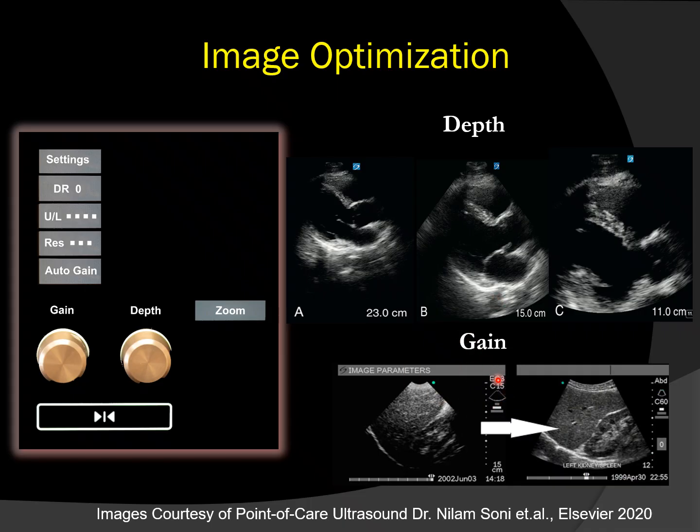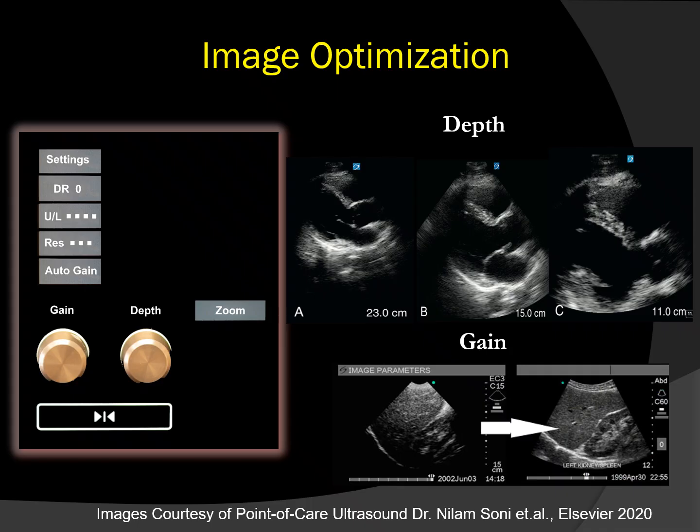Going down to the lower panel, this gives us an example of what gain does. So consider gain like a brightness, and it increases the brightness on the screen. I find a lot of novice users want to increase gain right away to help enhance the image. And I would caution new users against doing that.